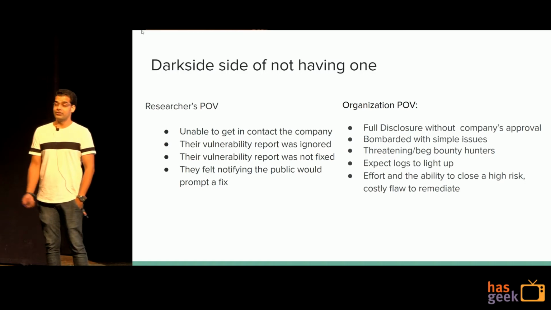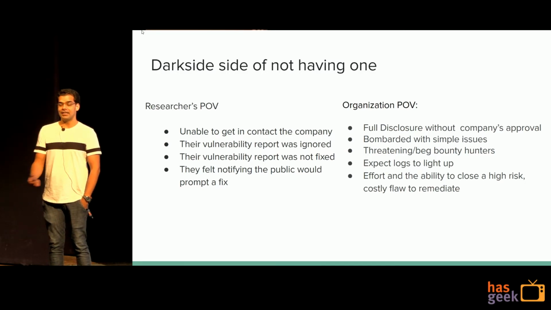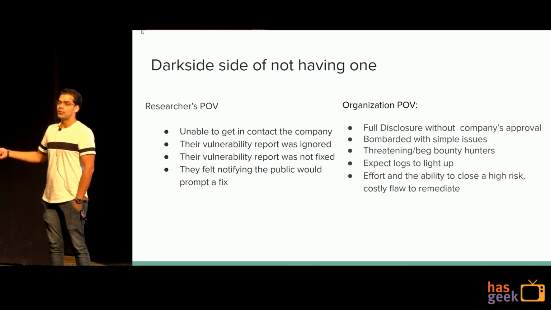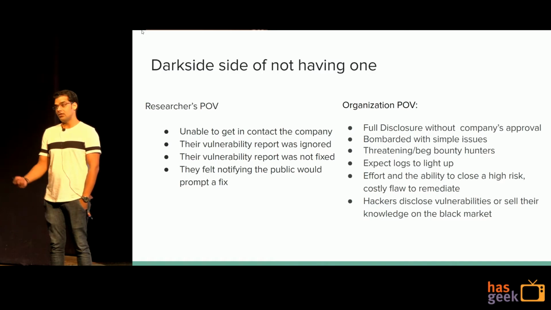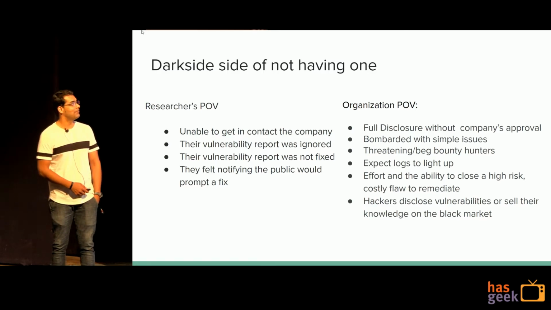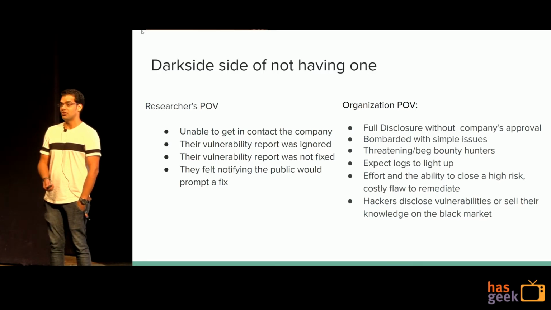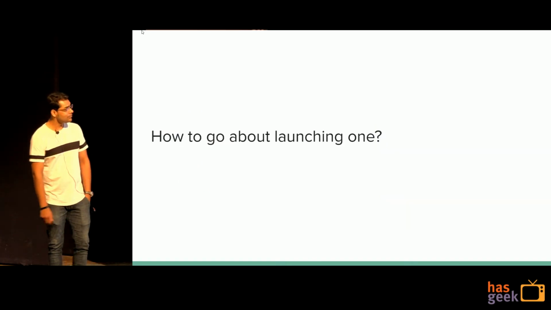Okay, you can't close high and critical bugs in a timeline, right? In a few days, you cannot do it. How would the outside world react to that? Hackers disclose the vulnerability or they sell it on the dark web. So you think, hey, not having one is better because I don't know if they sell it outside, right?